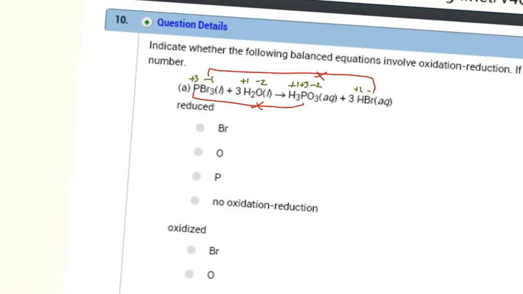Let's see if that's a choice. Oh, it is a choice. Right there. So we can choose that one if we want to.